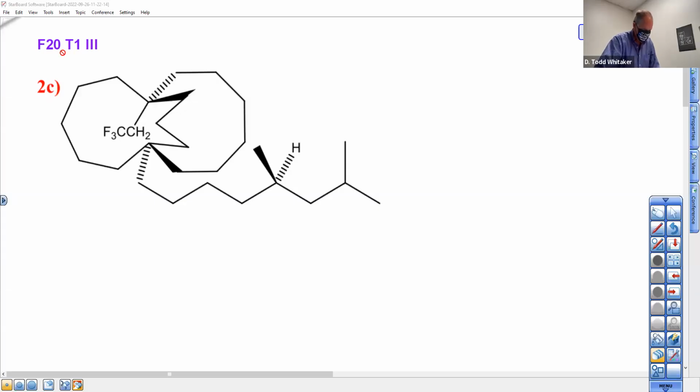We have a request to do a fall 2020 nomenclature question. COVID semester. We gotta name this bicyclo. One of these must be carbon number 1. Those are the bridgeheads.